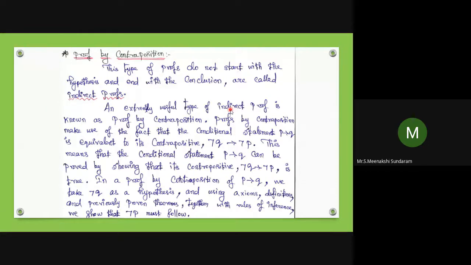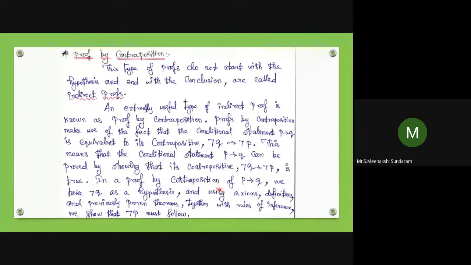An extremely useful type of indirect proof is known as proof by contraposition, or contrapositive. Proofs by contraposition make use of the fact that the conditional statement P tends to Q is equivalent to its contrapositive, negation Q tends to negation P. This means that the conditional statement P tends to Q can be proved by showing that its contrapositive, negation Q tends to negation P, is true.